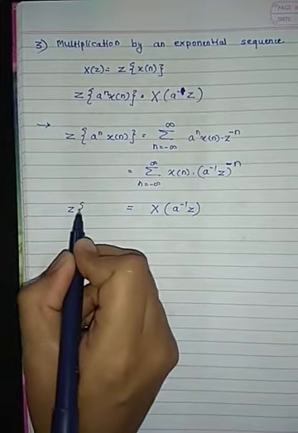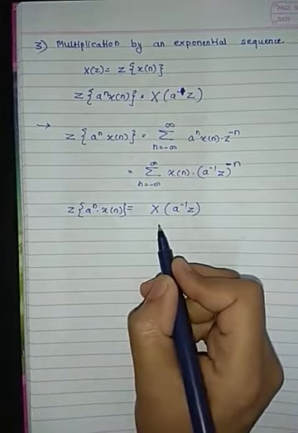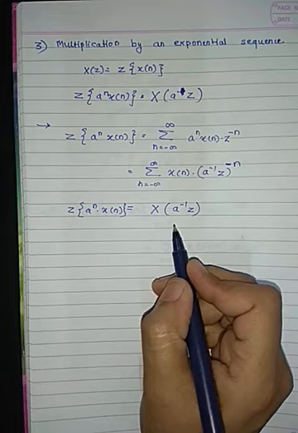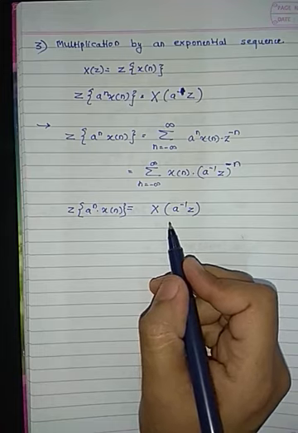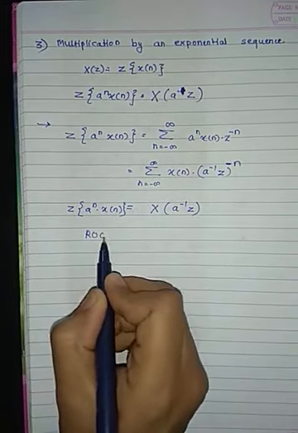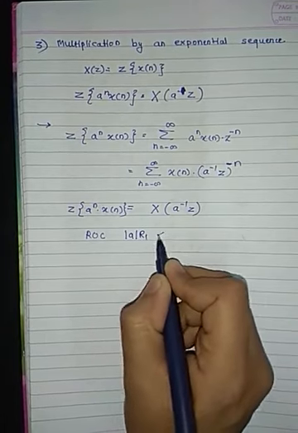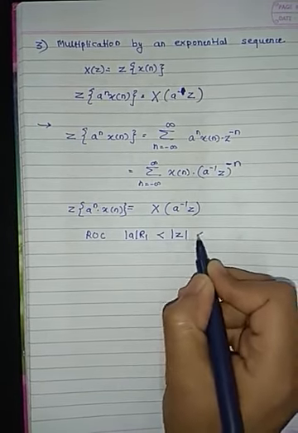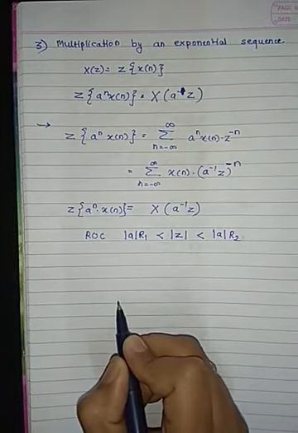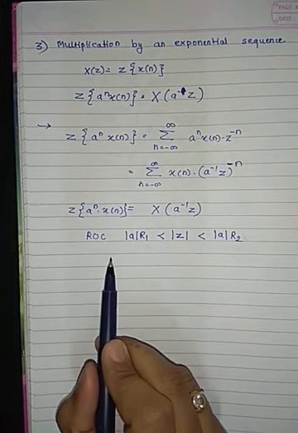So the z transform of a raised to n into x of n is equivalent to X of a raised to minus 1 into z. Okay, so this is the multiplication property. Now, what is the ROC of this? The ROC of this sequence is given as modulus of a into r1 less than modulus of z less than modulus of a into r2. So this is the ROC of the provided sequence.